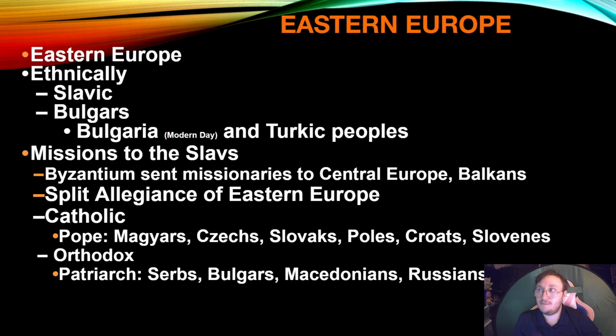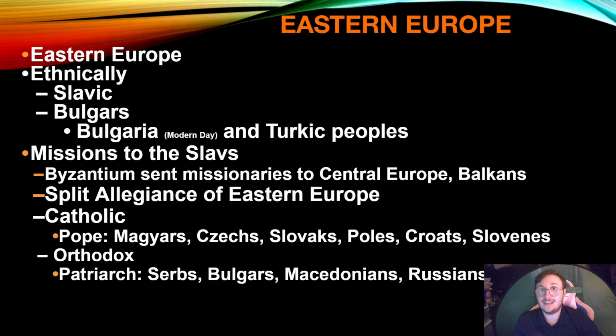Now, Eastern Europe, which is going to be more of a Russian area, ethnically they're going to be Slavic and Bulgars, which are going to be modern-day Bulgaria, and the Turkic people. Now, the Byzantines and the West, the Catholics and the Eastern Orthodox, are going to send missionaries into Central Europe and the Balkans, and they're kind of going to split the allegiance of Eastern Europe, with part of them being Catholic and part of them being Orthodox.